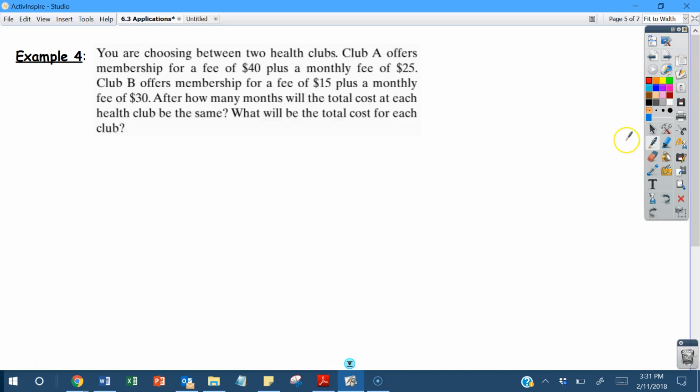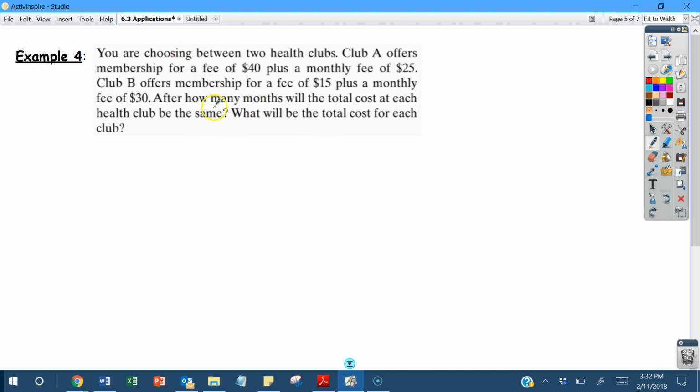All right, I got one more word problem in here. You're choosing between 2 health clubs. Club A offers a membership fee of $40 plus a monthly fee of $25. Club B offers a membership fee of $15 plus a monthly fee of $30. And this says, after how many months will the total cost at each health club be the same, and what will the total cost for each health club be?